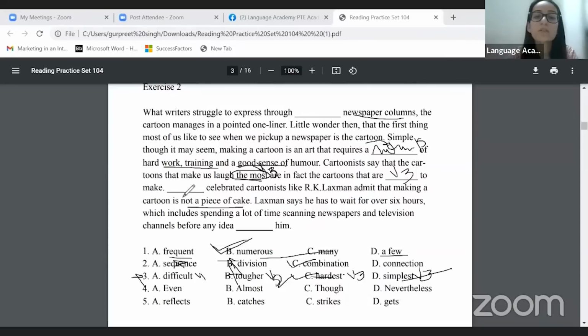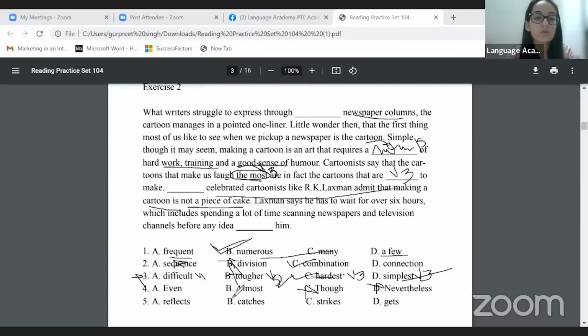Now we need something to start a sentence. The sentence has only one piece of information. So whenever we have one piece of information, though cannot come in that case, because though, although, despite, they always come when you have two pieces with a comma in between. So although, despite is not possible. Nevertheless comes with the comma after the blank. There is no comma, so nevertheless cannot be the answer.